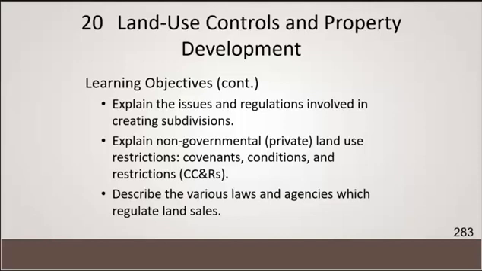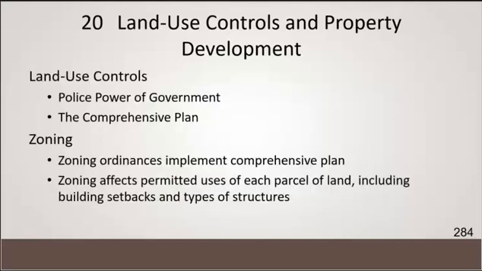We're also going to talk about private ways in which we actually can control ourselves, like homeowners associations. All right? So not only is the government going to get involved, we can actually do it to ourselves. Okay, you ready? Let's start with Chapter 20 there on page 388. We're going to talk about land use controls.